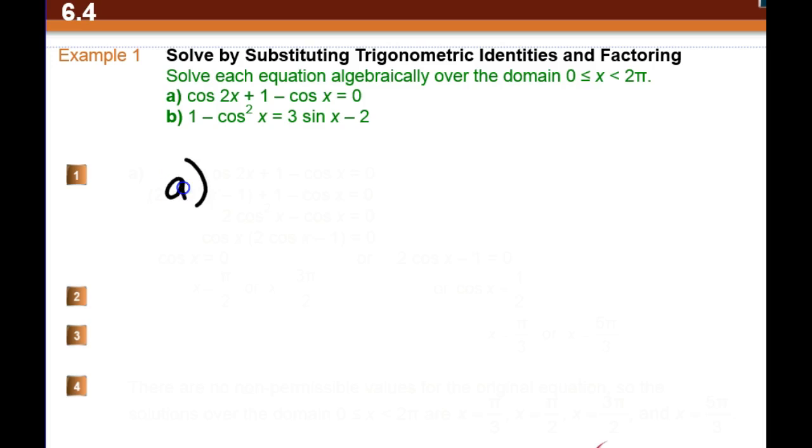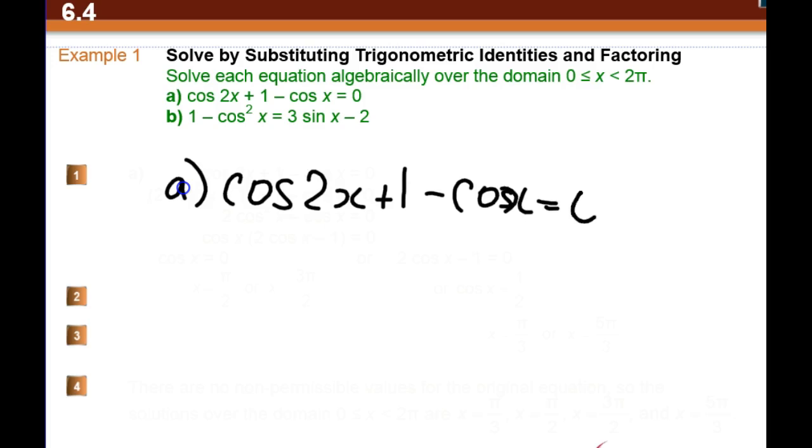When we look at A, we have cos 2x plus 1 minus cos x equals 0. Okay, can we simplify this in any way? And when I mean simplify, I mean probably make it more complicated before we can simplify it. What about that cos 2x? Is there any of those double angle ones that just have cos in it? Because we probably don't want to bring a sine into this. It'll probably make it confusing. 2 cos squared x minus 1.